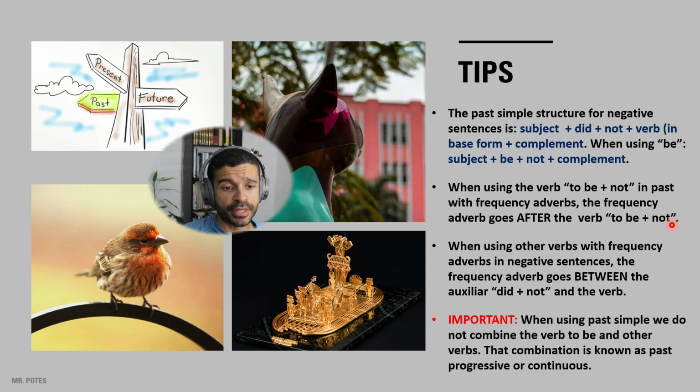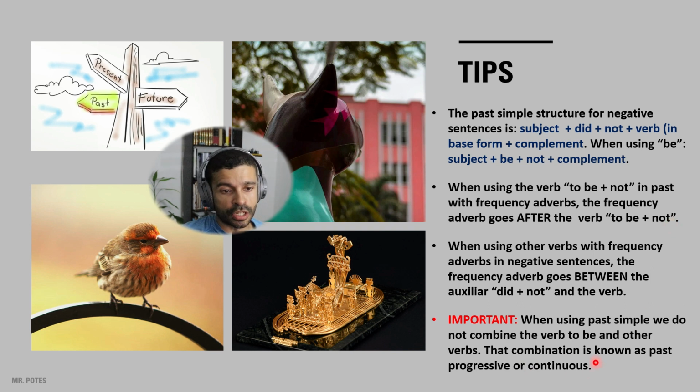Important, when using past simple, we do not combine the verb to be with other verbs. We either use the verb to be or other verbs. And remember, when we use the verb to be, we don't need any auxiliary, we just use the verb to be in past plus the word not.